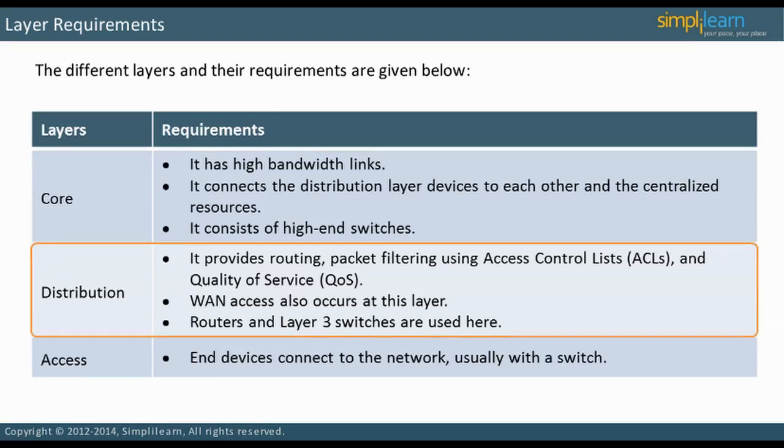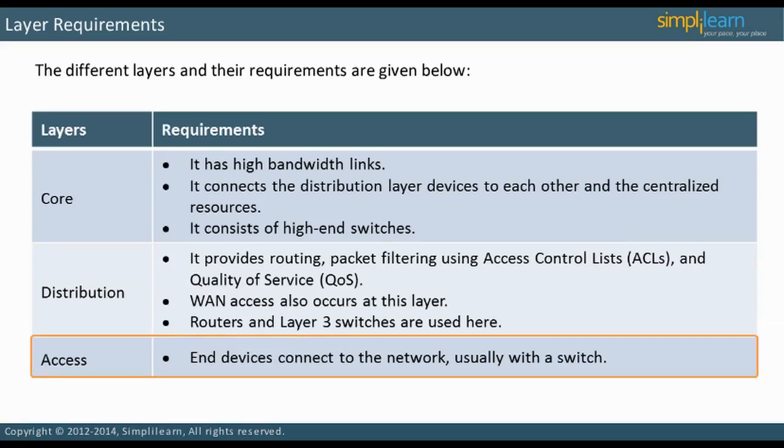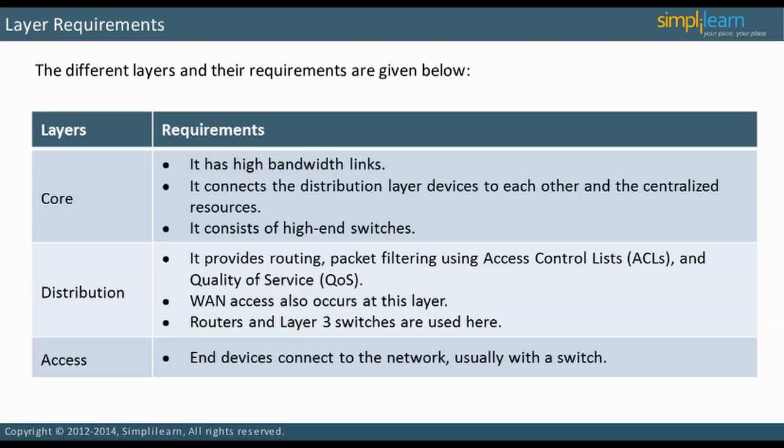The distribution layer provides routing, packet filtering using access control lists, ACLs, and quality of service, QoS. Wide area network, WAN, access also occurs at this layer. Routers and Layer 3 switches are used here. The access layer is where end devices connect to the network, usually with a switch.